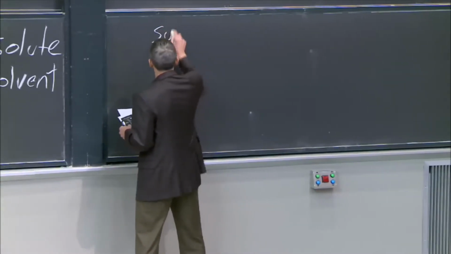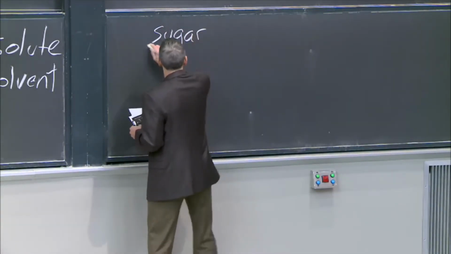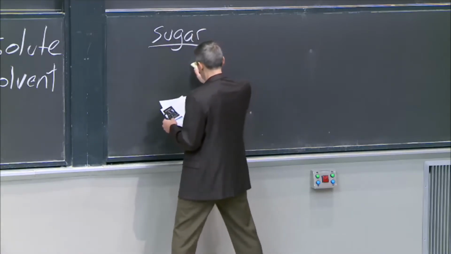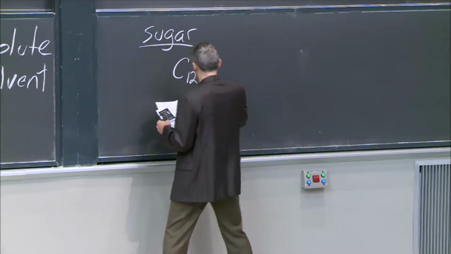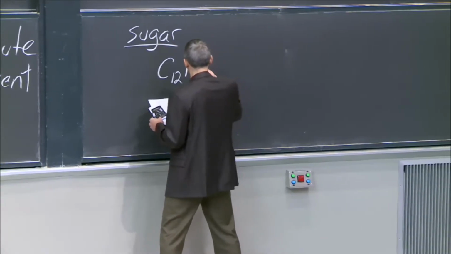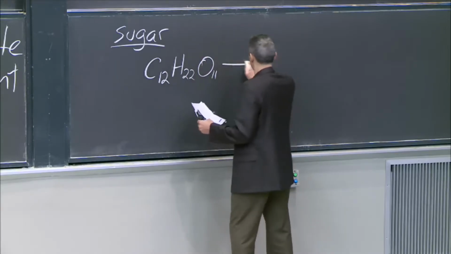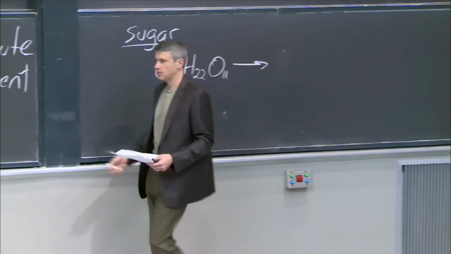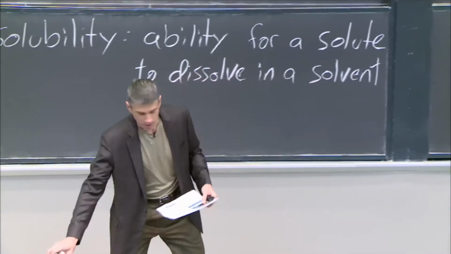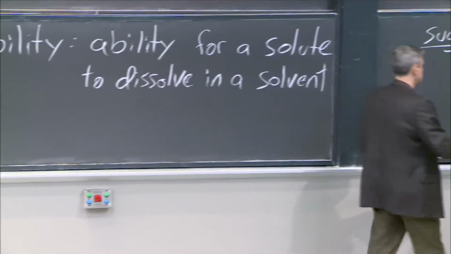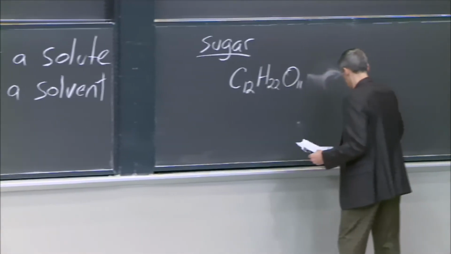So sugar, how are we going to write this dissolving down? Well, sugar is C12H22O11. And if we put it in water, well, we could formally write the whole thing out, right? We could write it out. We could say, well, I'm going to add water to it, right?